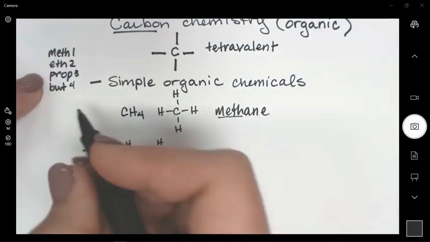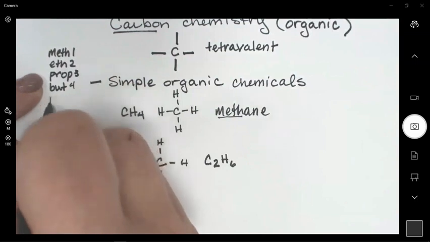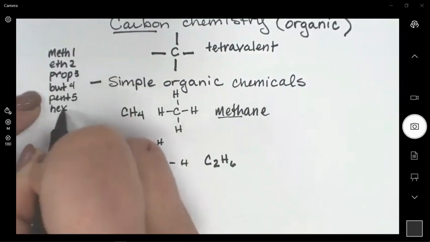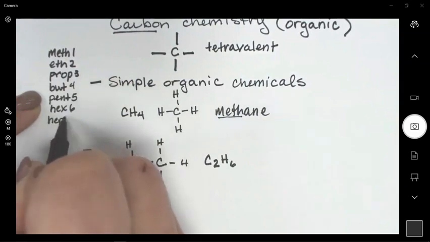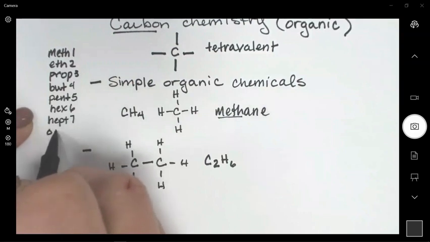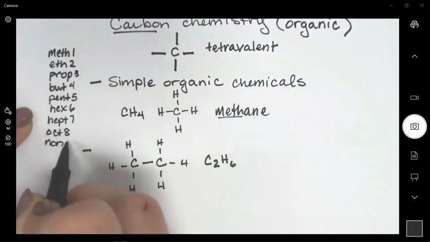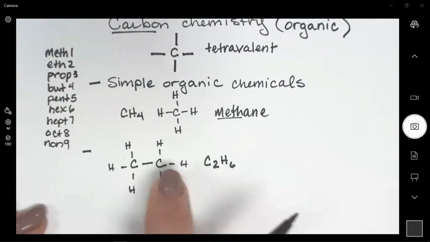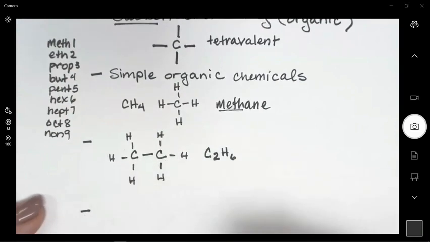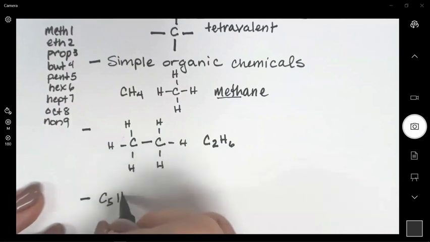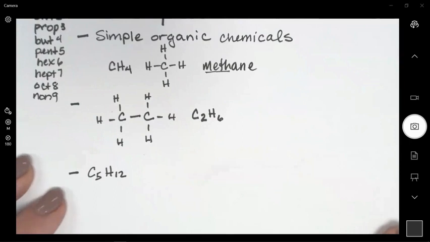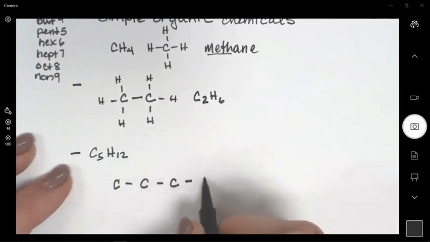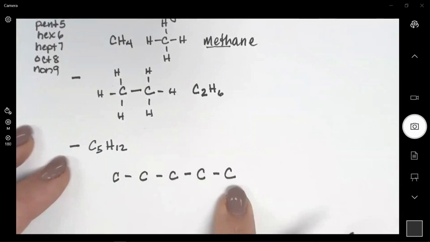You've heard of pentagon, pent for 5, and hex for 6, hept for 7. What's 8? Oct for 8, and non for 9. What that's talking about is how many carbons. So we can link, let's do C5H12. That's going to be a carbon to a carbon to a carbon to a carbon to a carbon. Those are my 5 carbons.